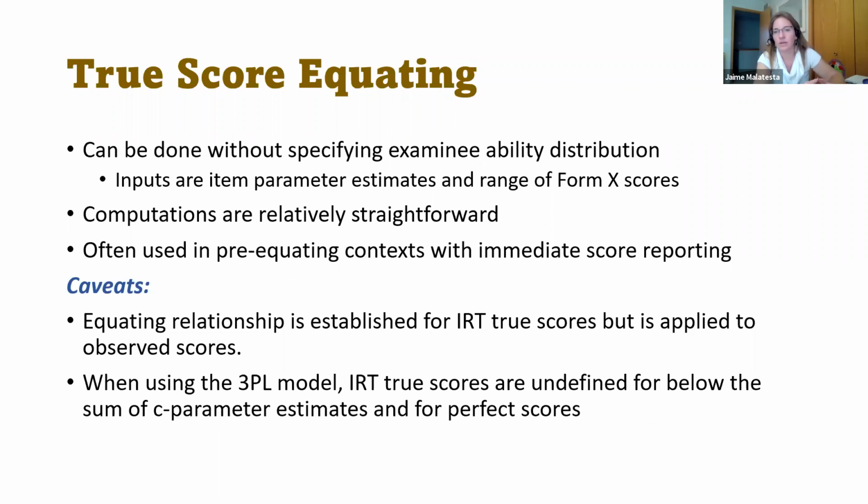And so obviously there's additional error incorporated into those equated scores for candidates who are very low ability. But you can avoid this problem if you choose a different IRT model, like the 2PL model or a Rasch model, 1PL model, something like that. Or the IRT observed score equating approach, which I will talk about next.